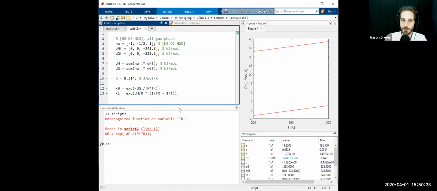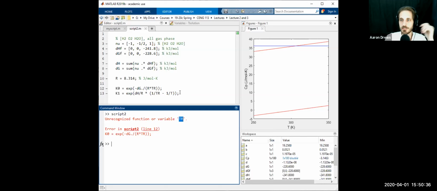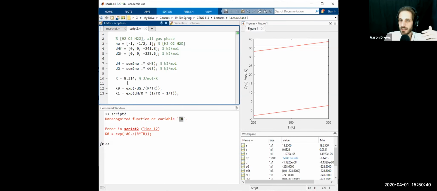I get another error, right? It says, oh, you forgot to define TR. That's actually a really convenient way to set up a lot of problems: you just define everything that you think you need and then see what happens when you run it and look for these unrecognized functions or variables. It's just MATLAB's way of telling you, hey, you forgot something. So remember, TR is always 298.15 Kelvin. I can tell just from looking at line 14 that I need a T as well. So maybe we want to calculate this at 400 Kelvin. And that, to me, looks like we've calculated everything. Let's see if we've got it.